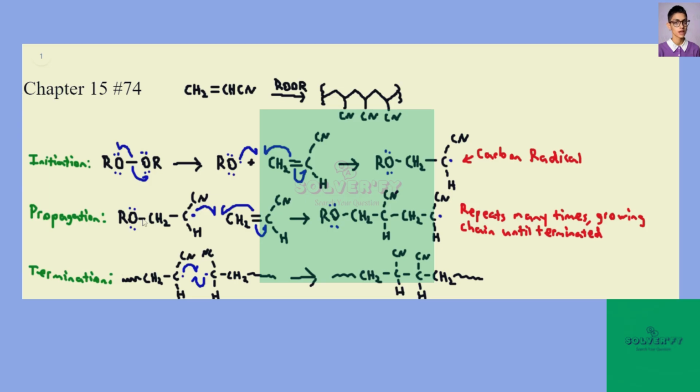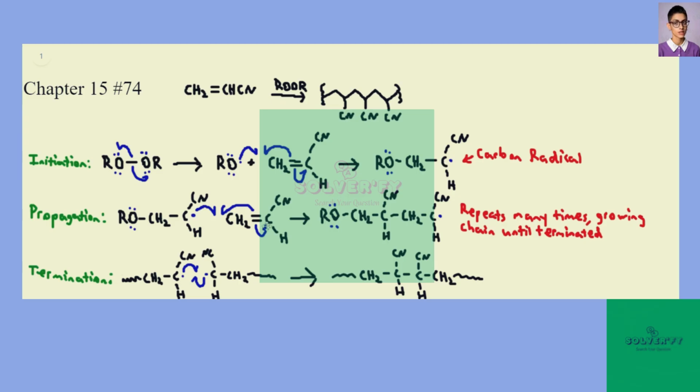So in the propagation step of this reaction, it's actually exactly the same sort of as this second step, the second part of the initiation step. So the free radical that we have this time on carbon is going to attack the carbon-carbon double bond of another monomer subunit. And they're going to form a new carbon-carbon bond, the same way that up here a new oxygen-carbon bond was formed. And again, the other electron from that carbon-carbon double bond is going to revert to the other carbon.